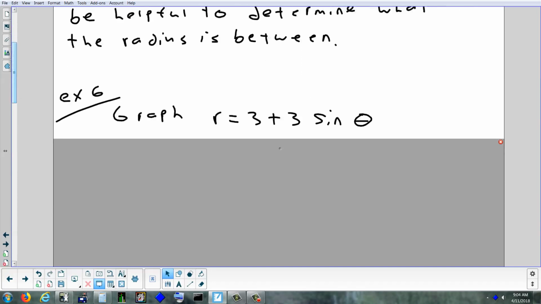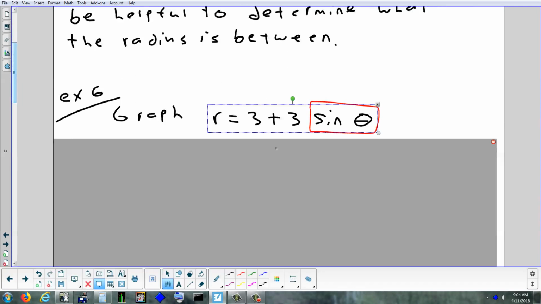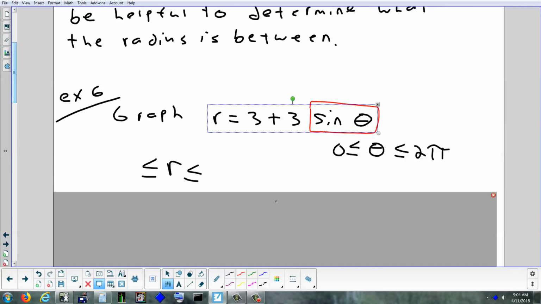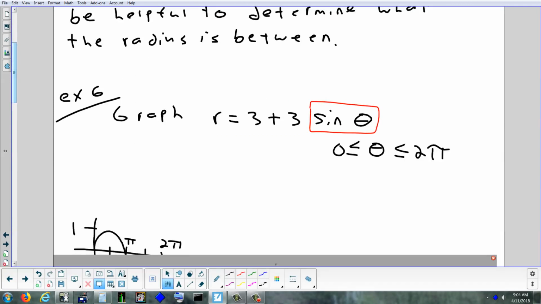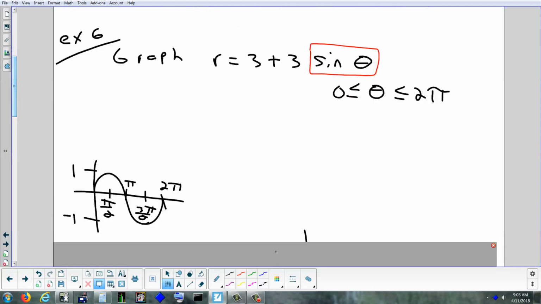So the first thing I want to kind of focus on is this. If we can figure out what sine is doing, then we can kind of figure out what the radius is doing. Because if we know what sine is, then all we have to do is triple it and add 3, and there's my radius. So let's focus on just sine first. Specifically, we're going to focus on sine from 0 to 2 pi, because that's one full cycle. So here's your graph of sine from 0 to 2 pi.